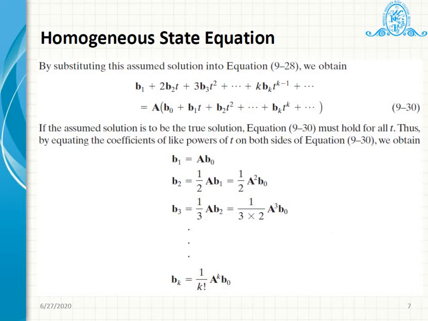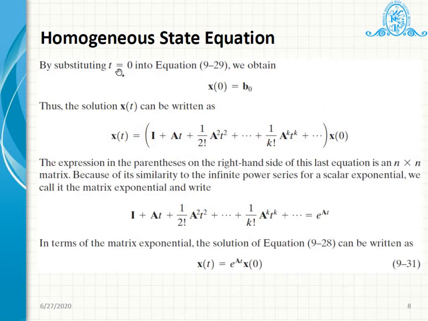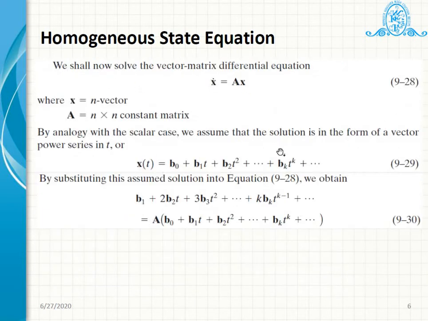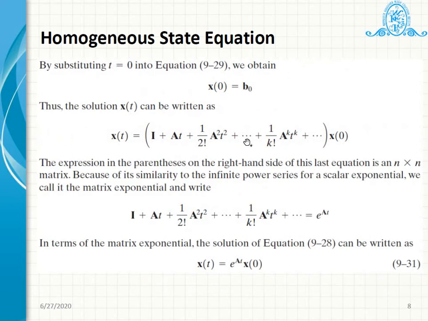Yes, b0 will be calculated again with the initial condition. b0 will be calculated with the initial condition at t is equal to 0. So substituting t is equal to 0 in equation 9.29, x of t is equal to b0. So at t is equal to 0, x of 0 is equal to b0. That value will be substituted here. x of 0 is equal to b0. And then solving this, we will write it like this.